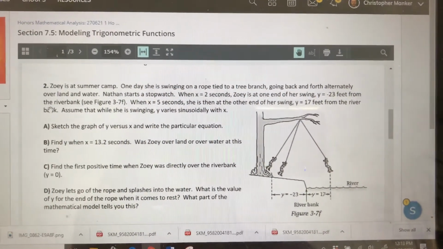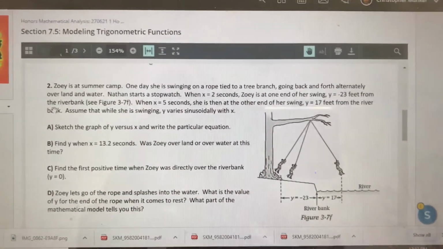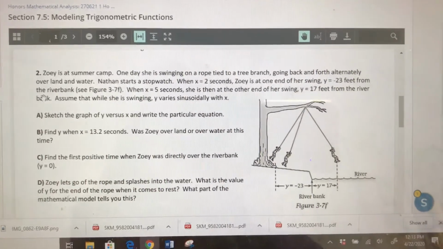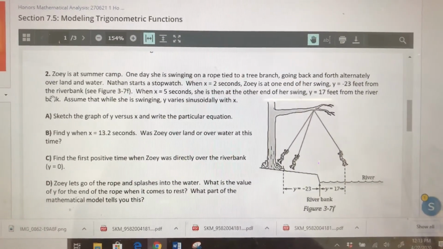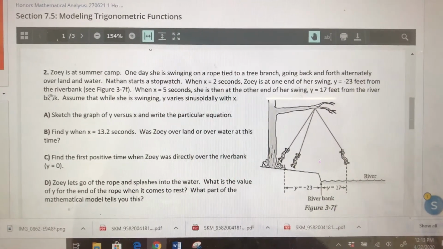I thought number 2 on section 7.5 might be a good one to discuss. I don't think I'm going to do the whole thing, but I'm at least going to go through the setup here. This one's kind of interesting because this is not something moving in a circle. This is not something moving in a wave pattern, and yet it can still be modeled using a sinusoidal function.